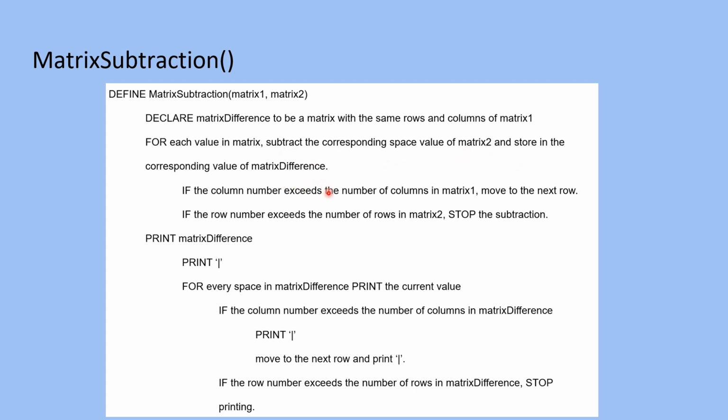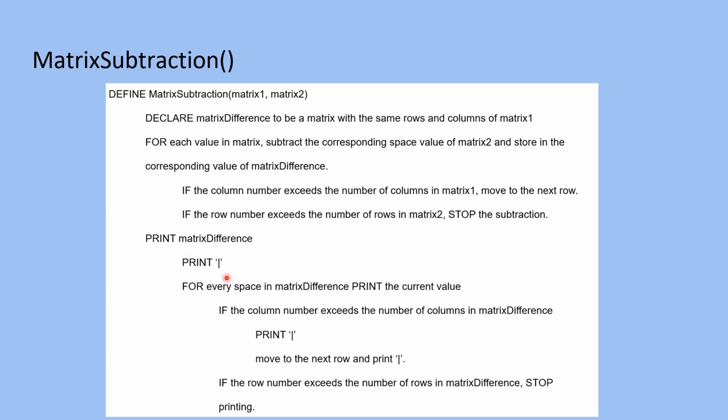of matrix difference. If the column number exceeds the number of columns in matrix 1, I'll move to the next row, and if the row number exceeds the number of rows in matrix 2, I'll stop the subtraction because all of the values would have been subtracted. I'll finally print this matrix difference.